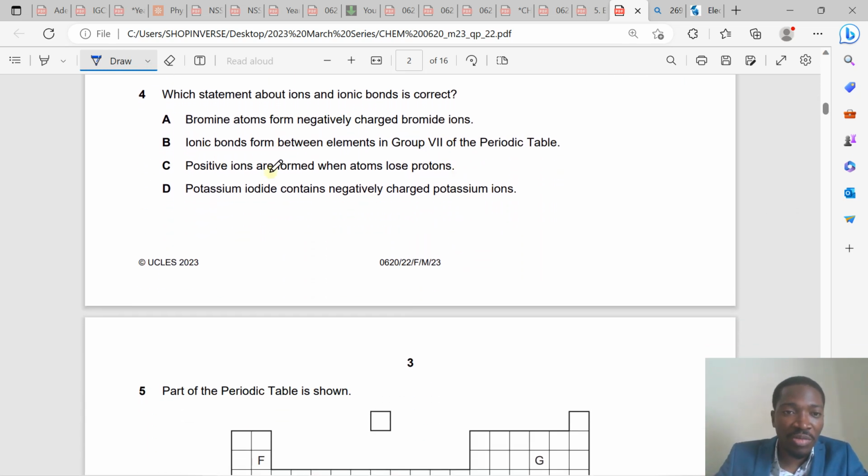Number 4. Which statement about ions and ionic bond is correct? Bromine atoms form negatively charged bromide ions.